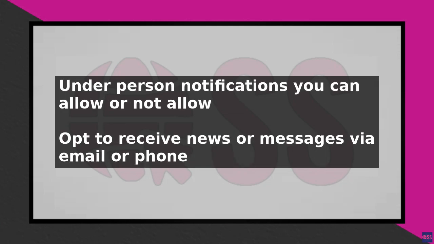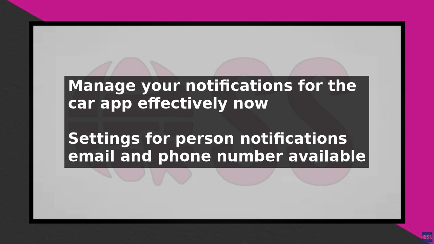Select your profile, and from there, you will see multiple sections such as ratings, notifications, emails, and SMS messages. Choose the notifications option, which should be the second one. Here, you will find settings for person notifications, email, and phone number.